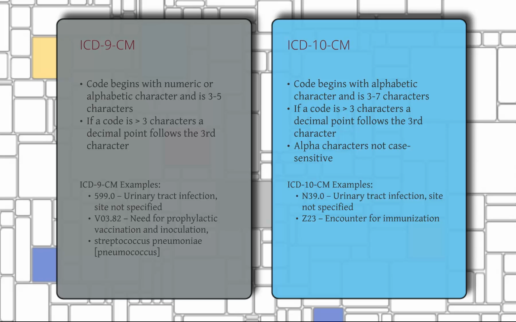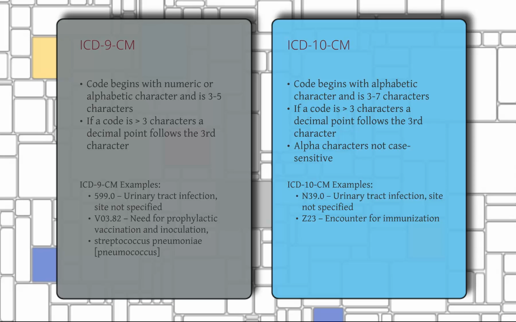Code V03.82 is the ICD-9-CM code you would report for a patient who is in need of a pneumococcus vaccine shot. In ICD-10-CM, the same scenario would be reported with code Z23, Encounter for Immunization. These codes are found by looking up the diagnosis in the index.